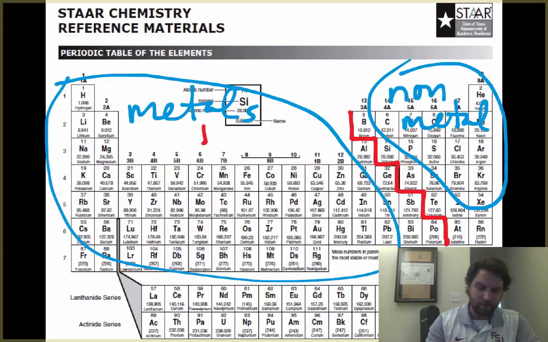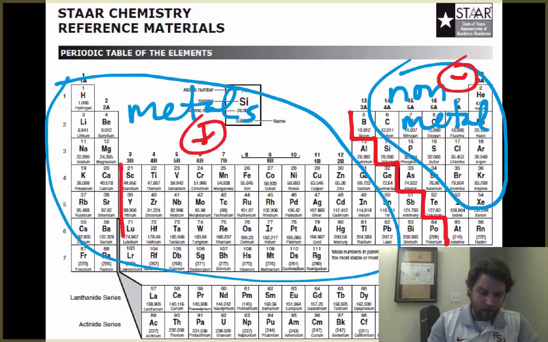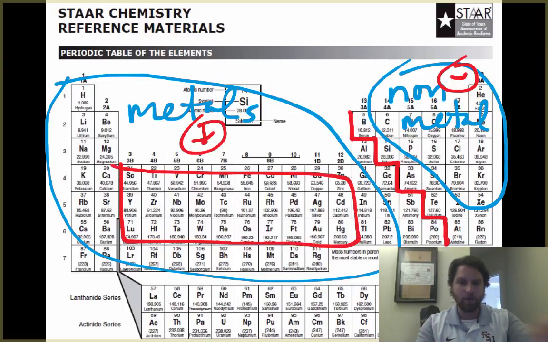Everything over here, except the ones on the stair line, those are non-metals. Metals make positively charged ions. Non-metals make negatively charged ions. Ions together, ionic compounds. Get it? We're going to talk about a couple different things. First, we're going to talk about ionic compounds that do not include these transition metals in here, and then later in the video, we'll talk about how the transition metals are slightly different.